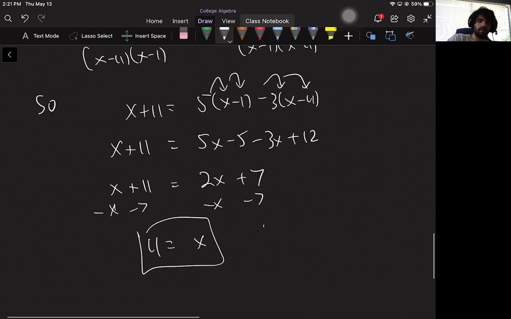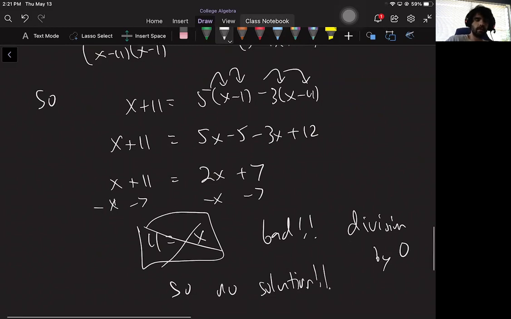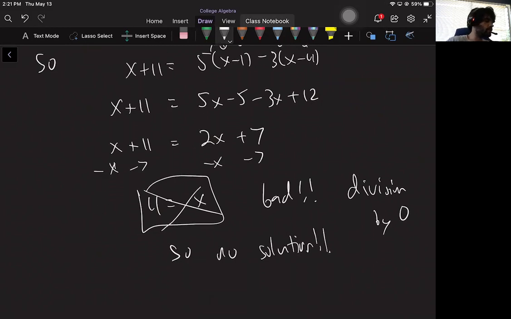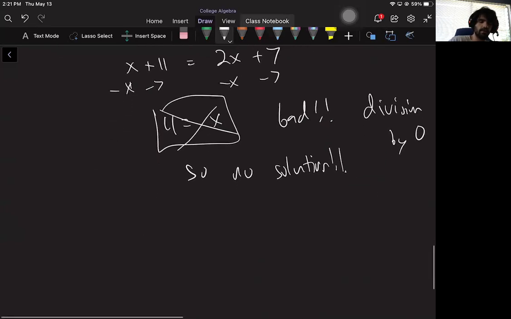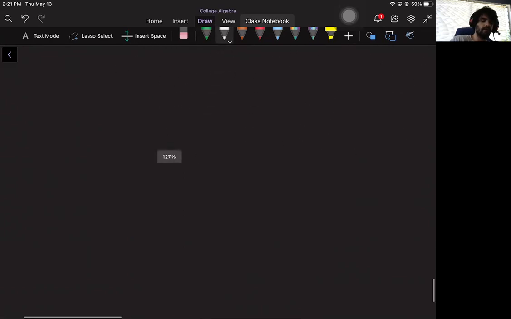But actually, this was one of the bad values. It causes division by 0. So in fact, it's not a solution. So no solution. There's nothing that works. So it's an equation without any solutions at all. So it's sort of interesting. It has sort of like a false solution. 4 sort of works, but really it causes you to divide by 0. Okay, let's do another. So we're on a good pace here.